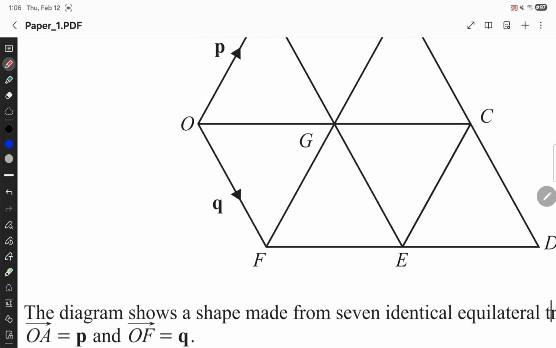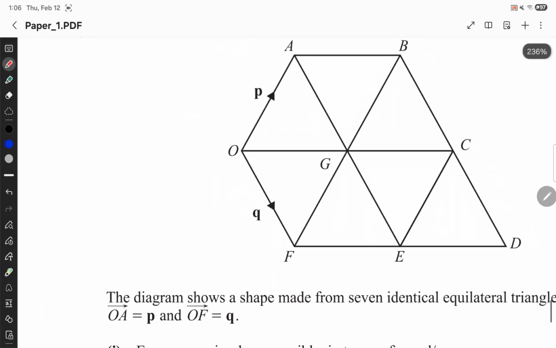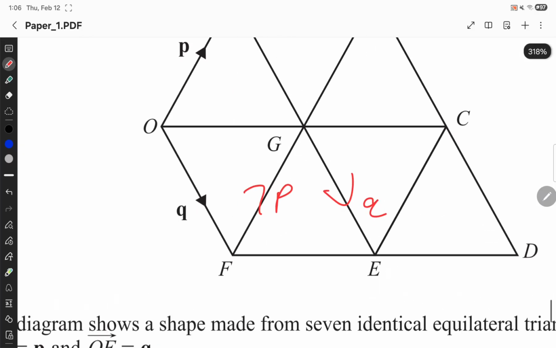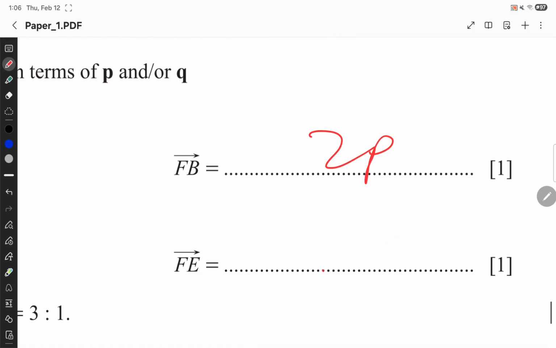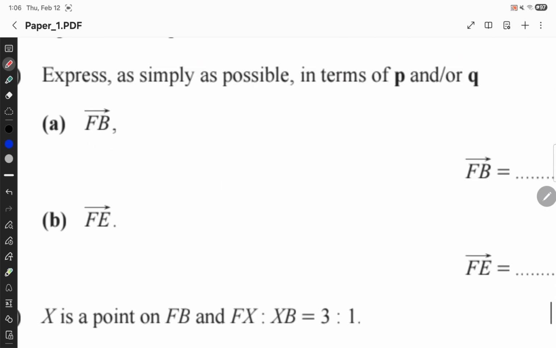Now OE. If we go by P and by Q, this is this distance. So we can just basically do P plus Q. That is FE: P plus Q. I know, very simple.